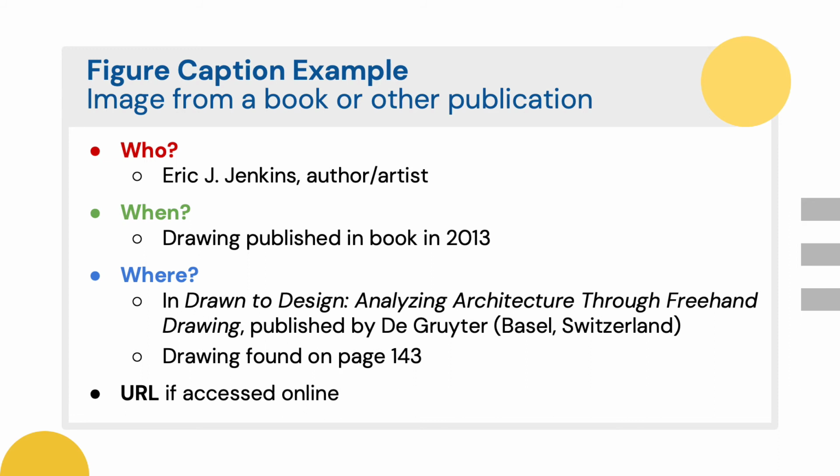Let's finish this caption by writing the credit line. I know the who. This drawing was created by Eric Jenkins, who also authored the book it appears in. I know a when. The book was published in 2013. And I know where the figure is made available. In Drawn to Design, published by De Gruyter in Basel, Switzerland, and this particular figure appears on page 143. I found this figure in a print copy of the book, so my credit line doesn't need a URL. Do include a permanent URL for figures from ebooks and other online publications.